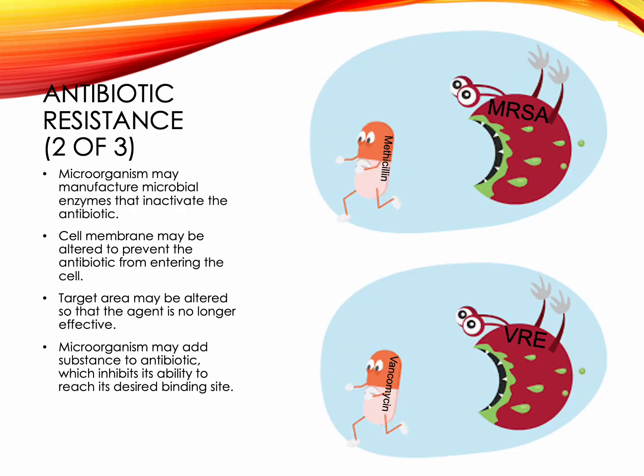There are 4 major categories of antibiotic resistance mechanisms, and these include: microorganisms may manufacture specific enzymes that inactivate the antibiotic. The cell membrane of the bacteria may be altered to prevent the antibiotic from entering it. The target area that the antibiotic is meant to target may be altered so that the agent is no longer effective, or microorganisms may add substance to the antibiotic, which inhibits its ability to reach its desired binding site.